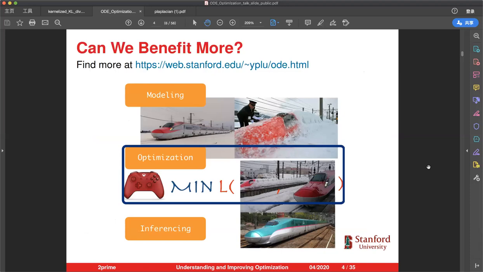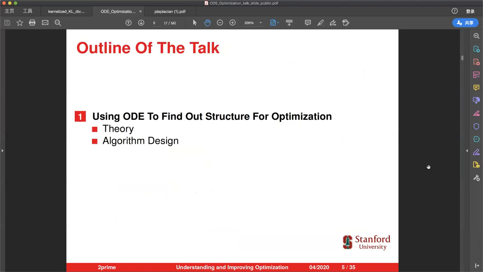For my talk, I will emphasize the optimization part. You can find more at my homepage. I will split the talk into two parts: one is the theory part, and the other is the algorithm design part.